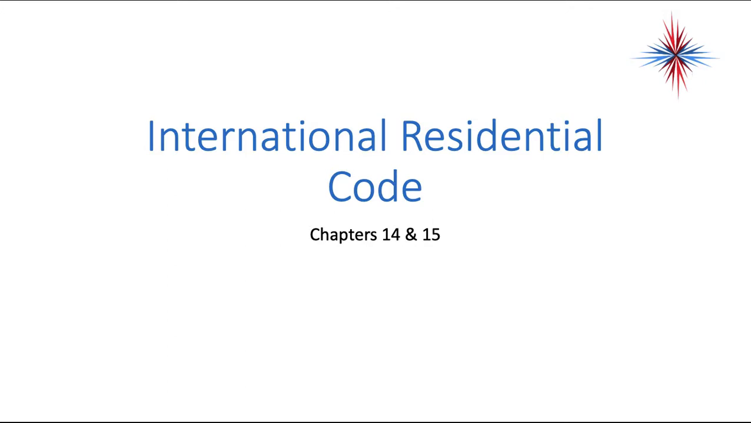We're going to continue on our overview of International Residential Code with a look at chapters 14 and 15. Again, this section of code does apply to mechanical equipment. And by mechanical equipment, we're talking about air conditioning, heating, ventilation, dryers, anything that interacts with the building environment.